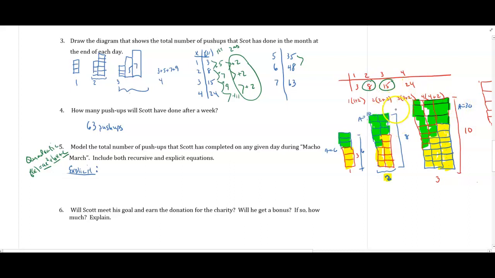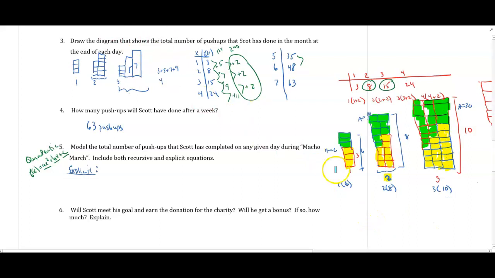But it's much easier to find the area of a rectangle than it is a crazy looking object, right? So let's look at how this area comes about. After day 1, can I say the area is 1 times 6? The next one is 2 times 8, and the next one ends up being 3 times 10.